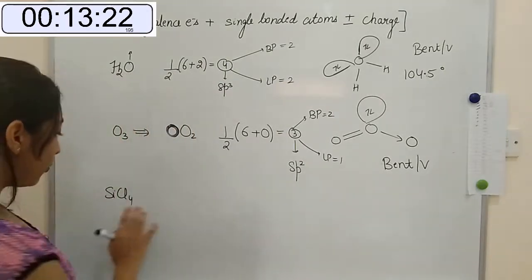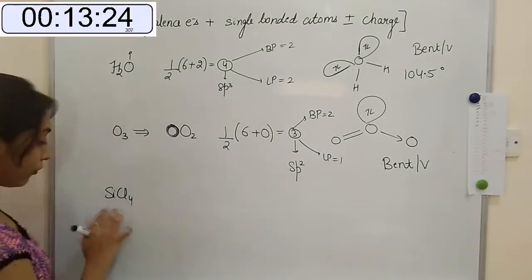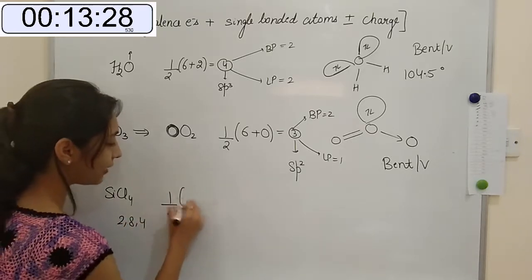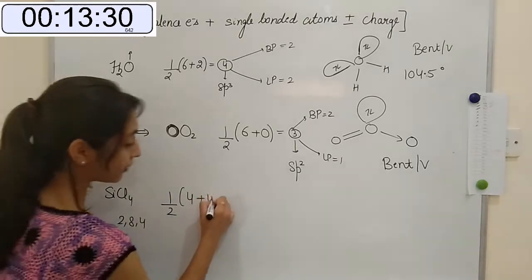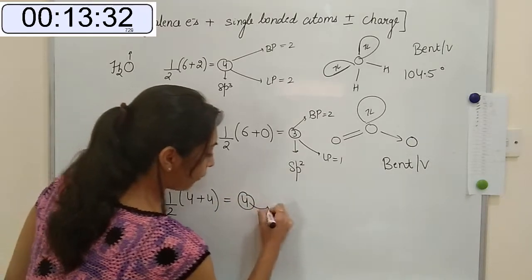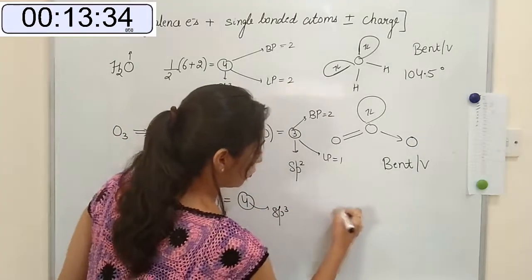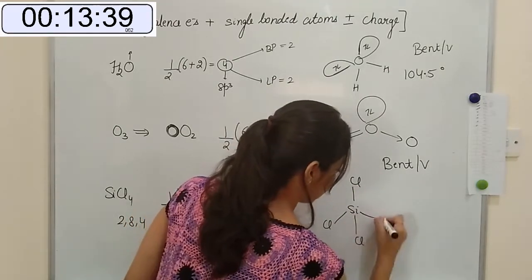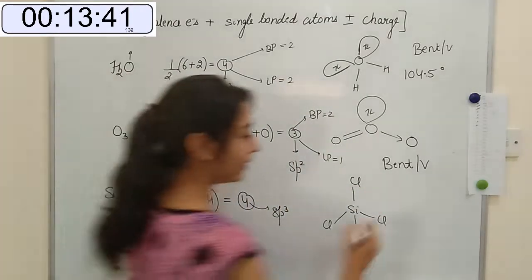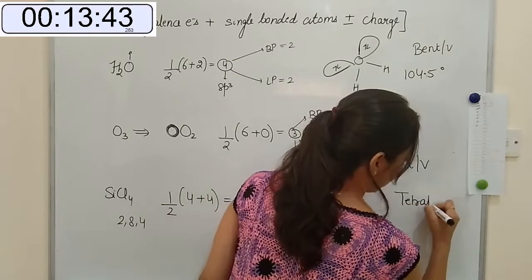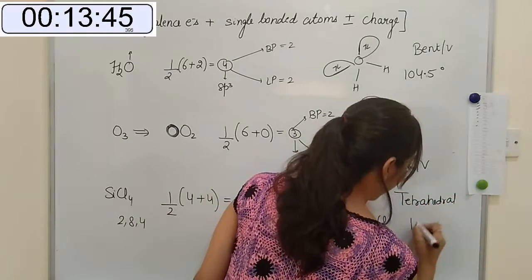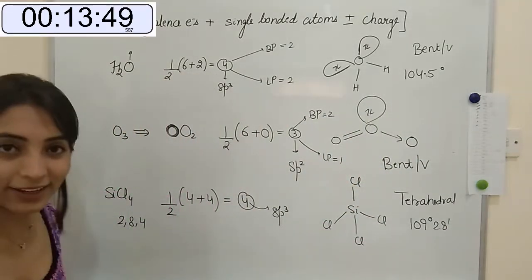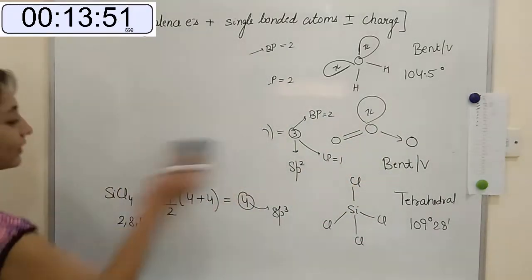Fine. Moving on to the next molecule, SiCl4. Now silicon is 2, 8, 4. So number of valence electrons is 4. Number of atoms attached by single bond is 4. 4 means sp3. So the shape will be Si with Cl, Cl, Cl, Cl. Something like this. So this is tetrahedral again, and the bond angle will be 109 degrees 28 minutes. Done with this, let us move further to the next examples.